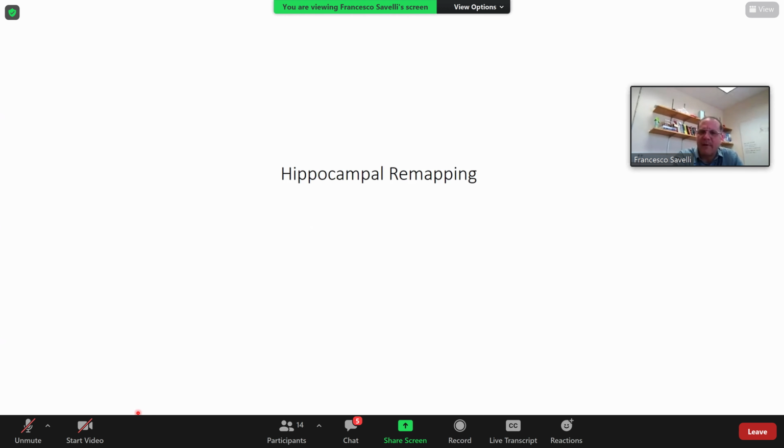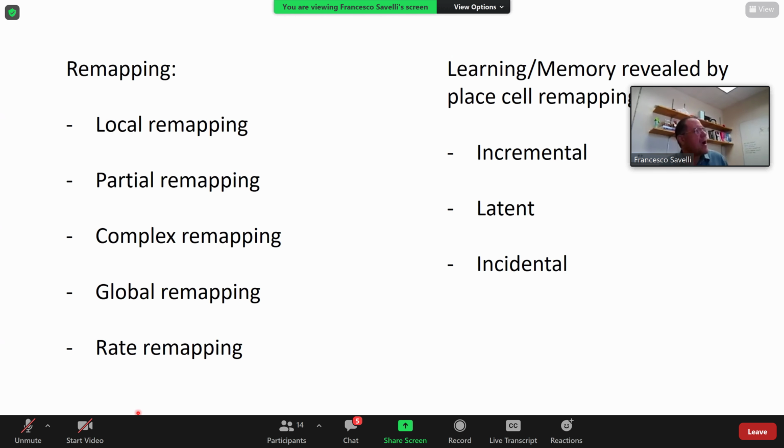So one is hippocampal remapping. This is something that we touched on here and there, but now we're just going to address it in a more systematic way. There is lots of terminology: local remapping, partial remapping, complex remapping, and then more recently, global remapping and rate remapping. Global remapping and rate remapping seem to be the end-all that explains everything. I do not think that explains necessarily everything, but it is a good compact theory.